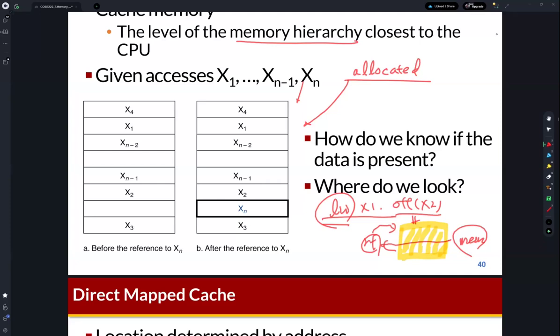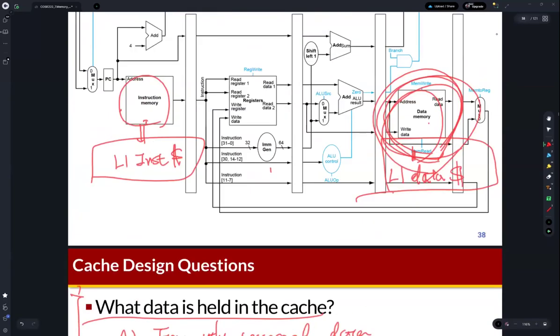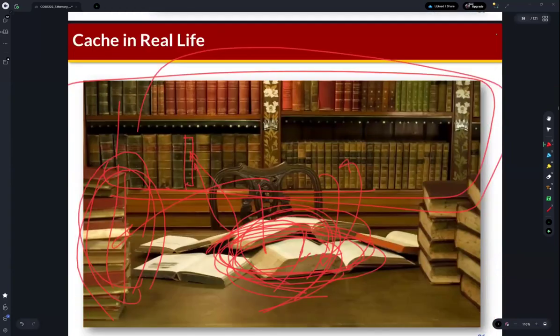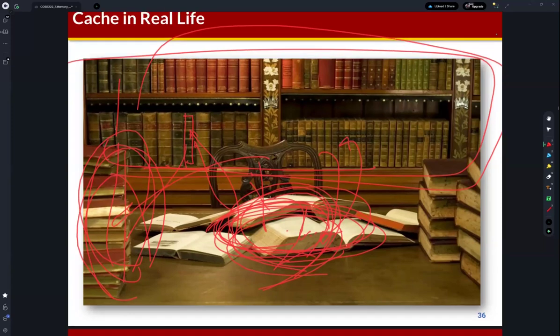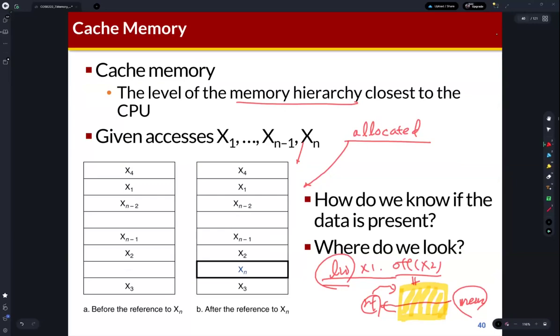Because the cache is the temporary space. So think about this. We want to find the book, right? In this analogy, firstly we need to check the books on the desk, and then if the book is not found, we will check the pile of books on the desk, right? Like so, when the load instruction is executed, firstly the CPU checks the cache.